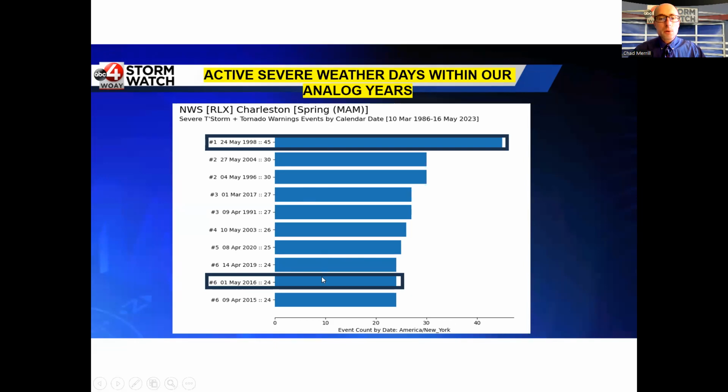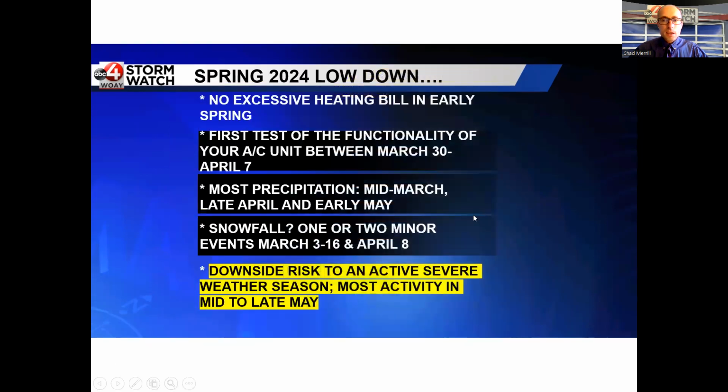There were 2 years in which there were a large number of these warnings issued, May 24th, 1998, and May 1st, 2016. So what this shows is that maybe we go through the whole spring season with very little severe weather, and perhaps once we get into the middle and latter part of May, we have the potential for a larger outbreak across our region. So I just want to show you this because even if we have a below average season, there still can be a few active days within that. And if we do have an active period, it would likely be the beginning of May or the end of May.